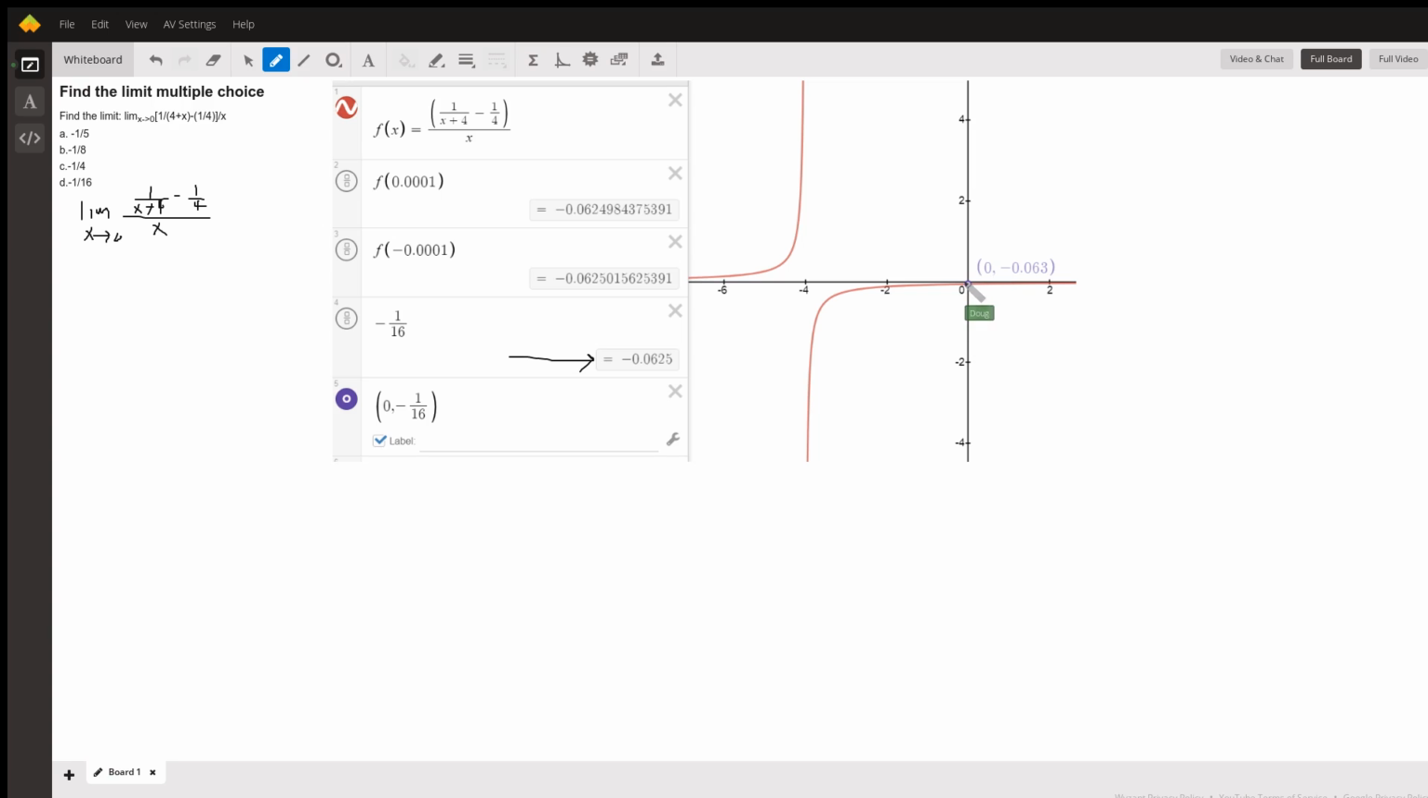And of course, there is an open circle here. There's a hole in the graph at that point because the way the function is defined, I can't divide by 0, so x cannot equal 0. The question is, how do we figure this out without looking at a graph?